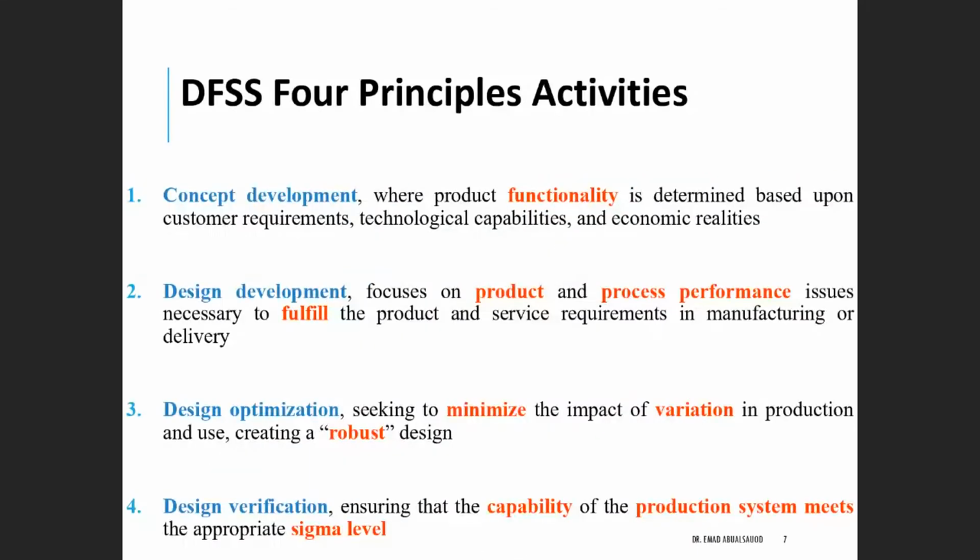In the design for Six Sigma, it relies on 4 principal activities, and those are very important activities, and commonly, it's common sense that you will have those activities in order to have design for Six Sigma. The first one is the concept development. The second one is the design development. The third is design optimization, and the fourth is design verification.